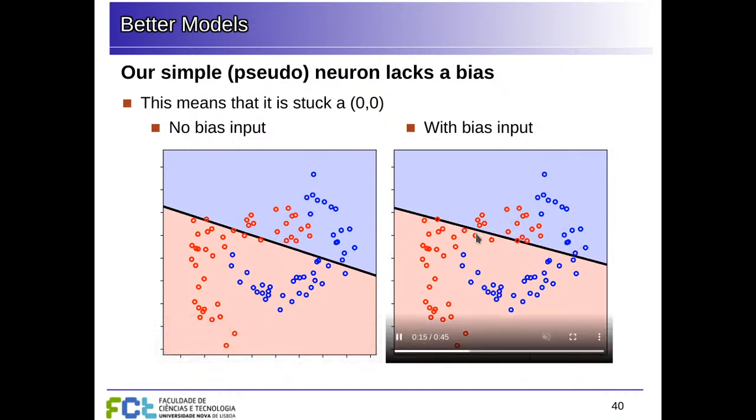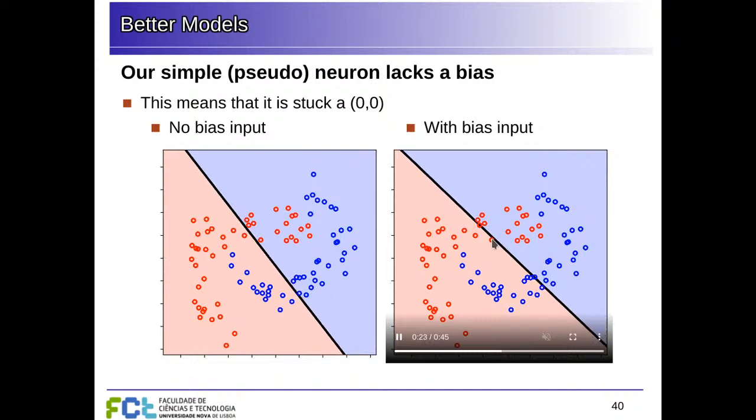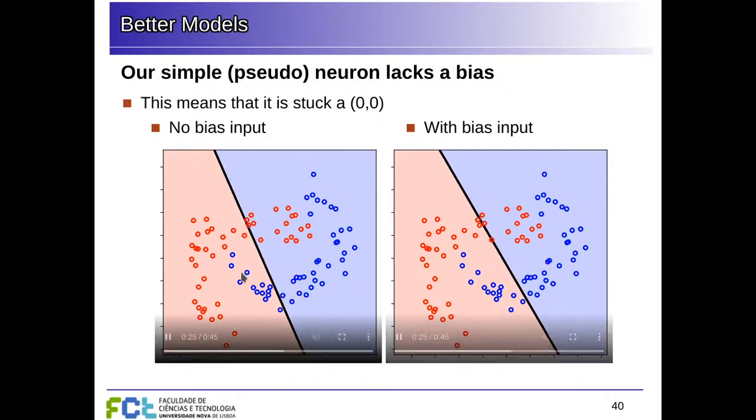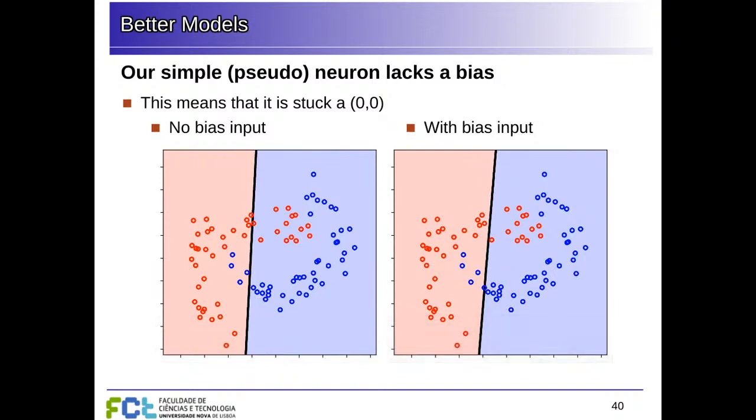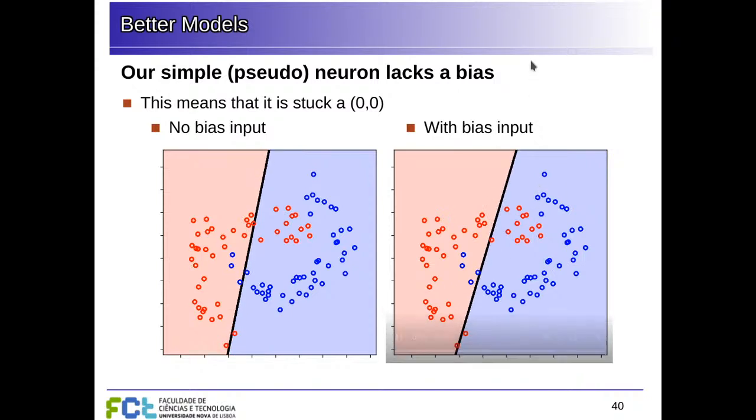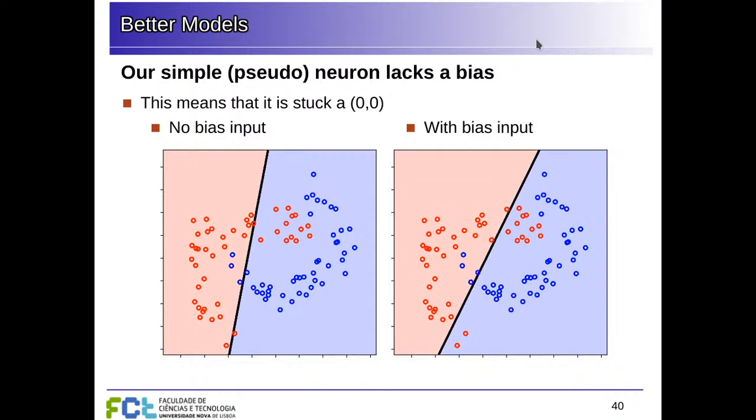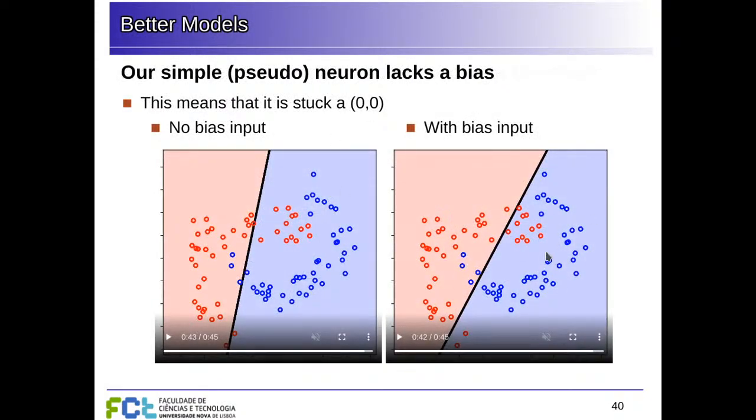If we add the bias input, then it can shift as necessary to one side or the other. In this case it doesn't change much, but we can see it is in a slightly different position. In general, we need this additional freedom to adjust the transformation that each neuron is doing. So we always need this bias input. Okay, but in any case, we cannot properly separate this data set with just one neuron.